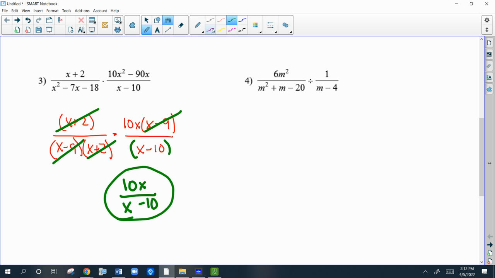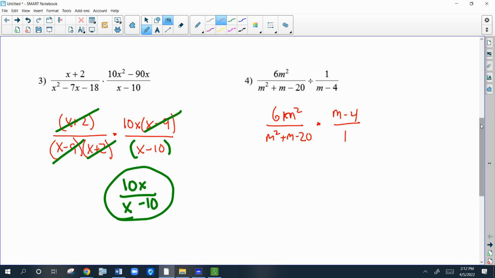Again, rolling along here, we have this division problem. We never leave it as a division problem. We're going to change it to a multiplication problem just by multiplying by the reciprocal. Now it's a multiplication problem. We're just going to factor.